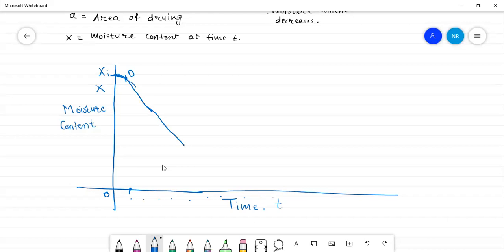Initially we have a constant decrease of moisture content with time. It means the moisture content decreases linearly with time. Here there is some moisture content, we say Xc. And here dX by dt will inherently be a negative term, because once time increases, the X value decreases. So dX by dt will be negative.